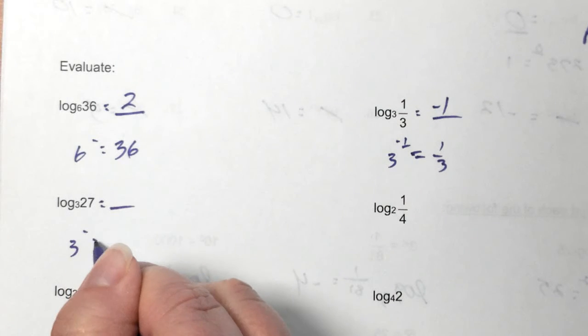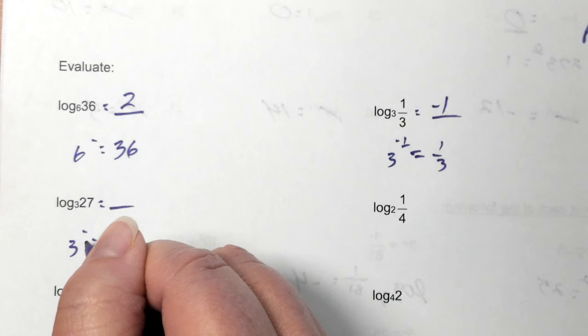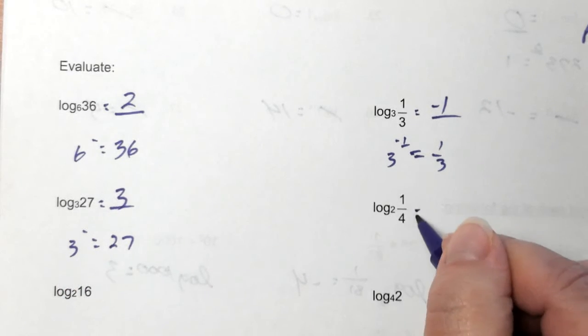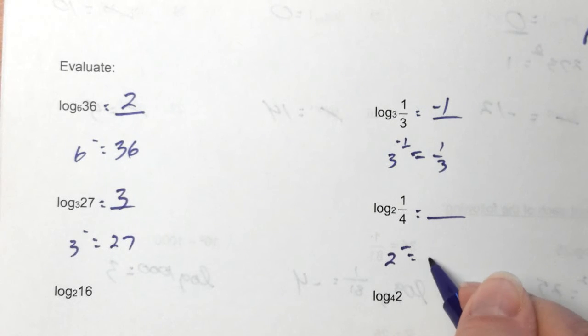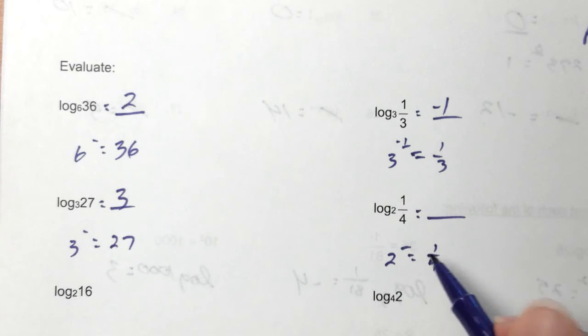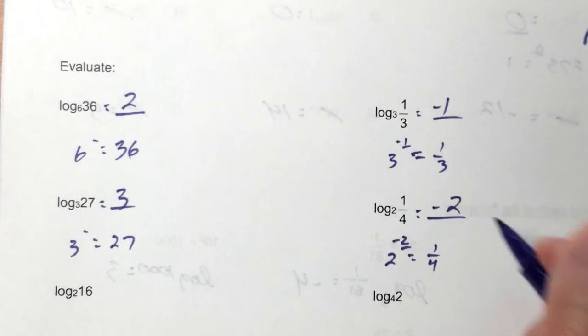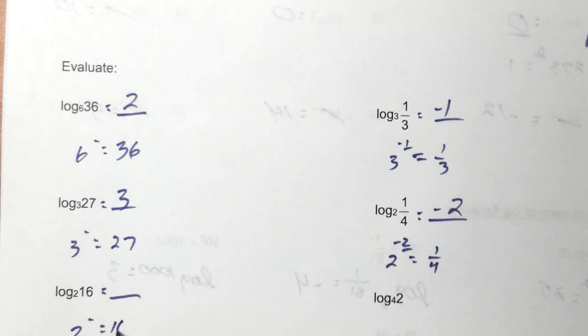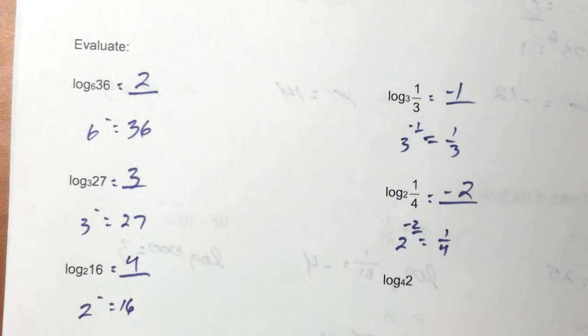3 to the something equals 27. Oh, 3 times 3 is 9. 9 times 3 is 27, so that's going to be a 3. 2 to the something equals 1/4. Well, 2 squared is 4, but I want the 4 on the bottom, so I'm going to have to make that a -2. 2 to the something equals 16. Those are powers of 2. 2 to the 4th would make 16.